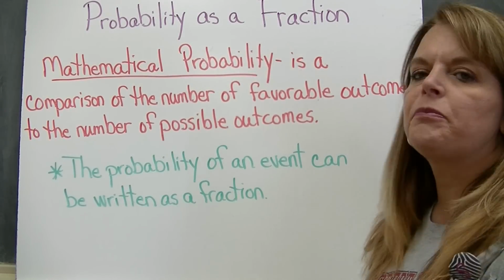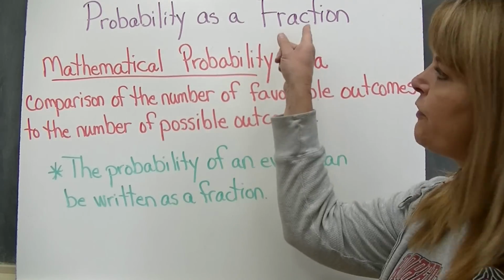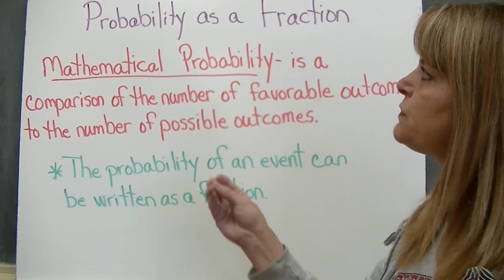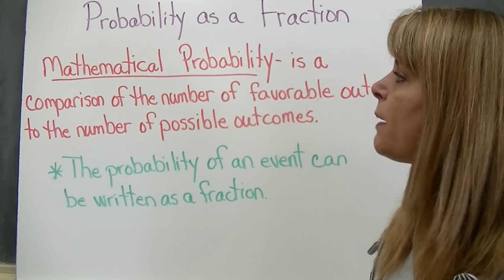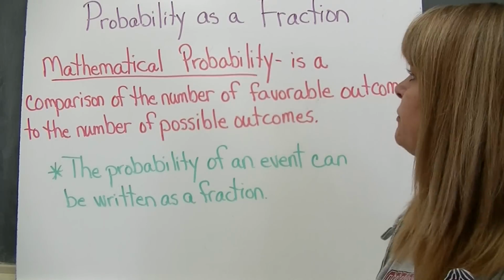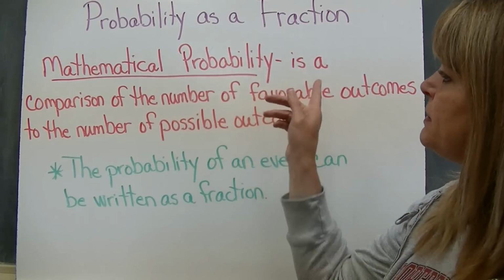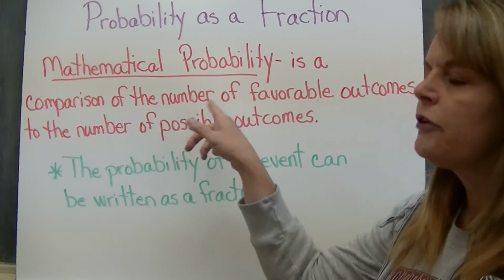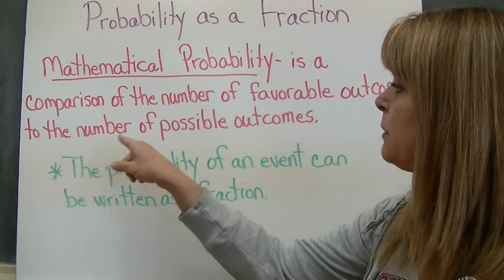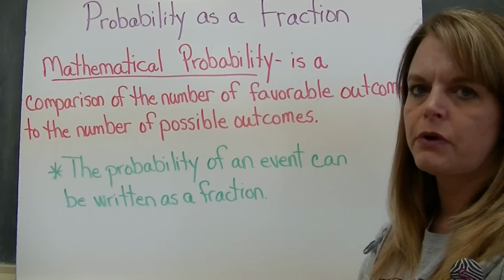In this lesson you're going to learn how to give probability as a fraction. Now we've talked about fractions and what fractions mean, but now we're going to use fractions as we talk about probabilities. A mathematical probability, here's a definition. A mathematical probability is a comparison of the number of favorable outcomes to the number of possible outcomes.